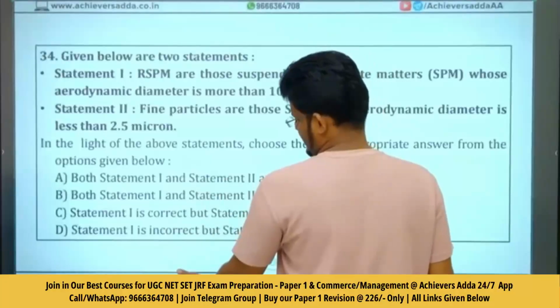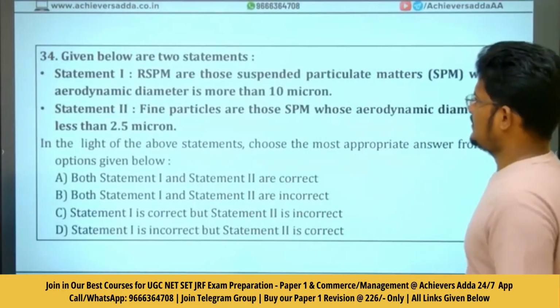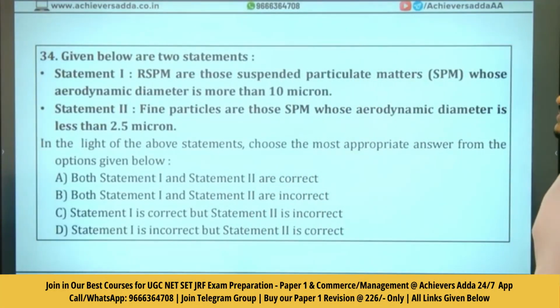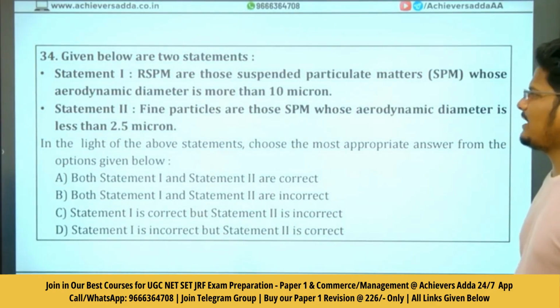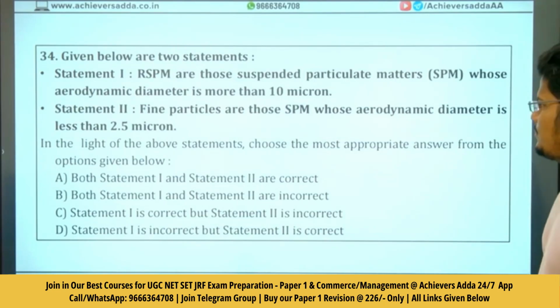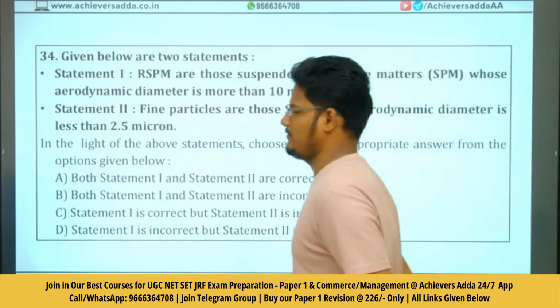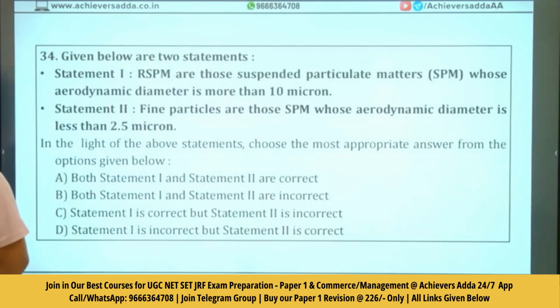RSPM, respiratory suspended particulate matter, are the SPM whose aerodynamic diameter is more than 10 micron. Fine particles are those whose aerodynamic diameter is less than 2.5. So PM 2.5 and PM 10 will be there now. That's what they are speaking about. Whether it is correct or not is the question.